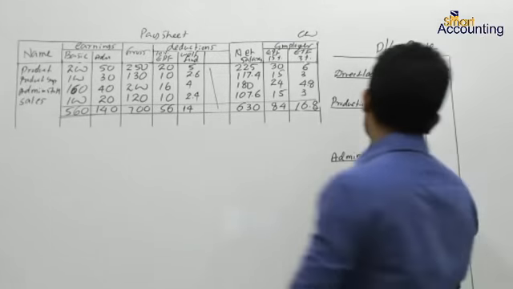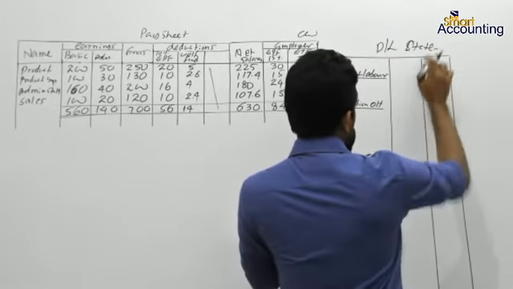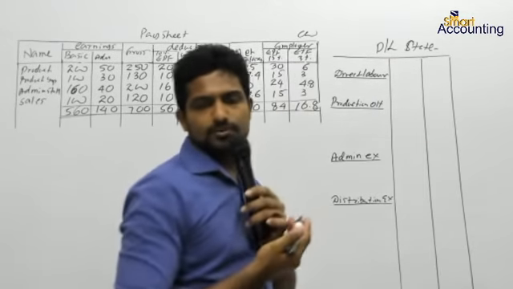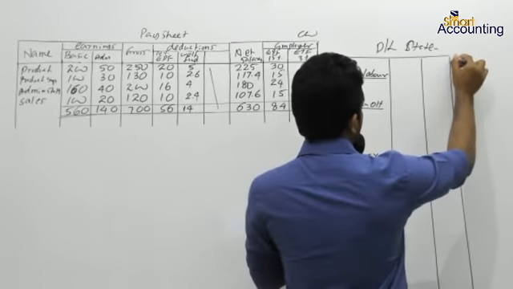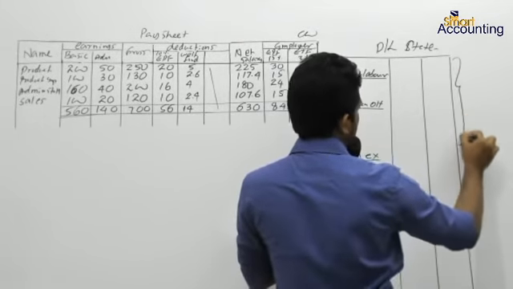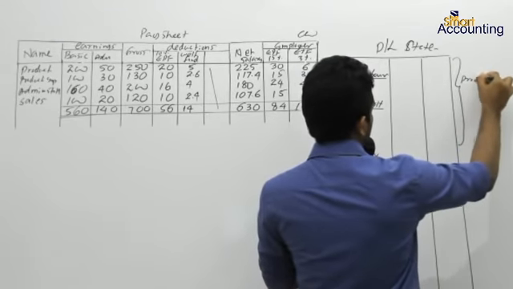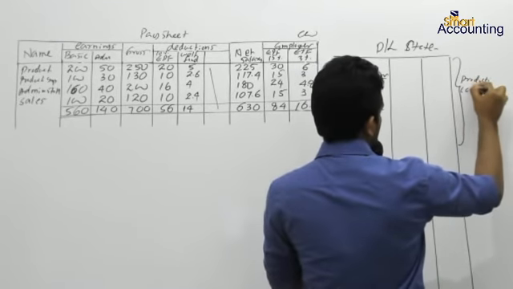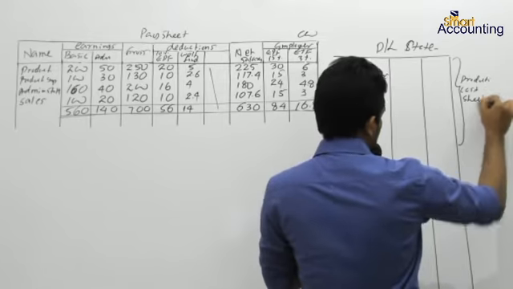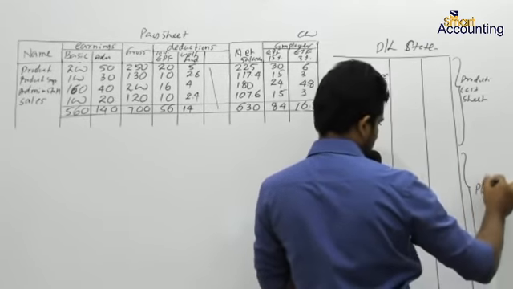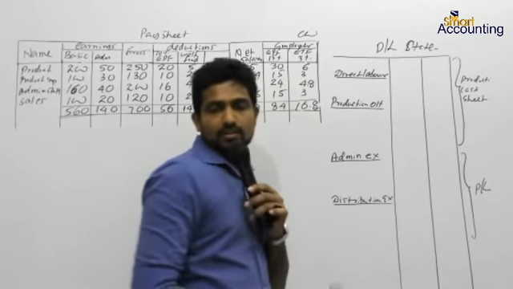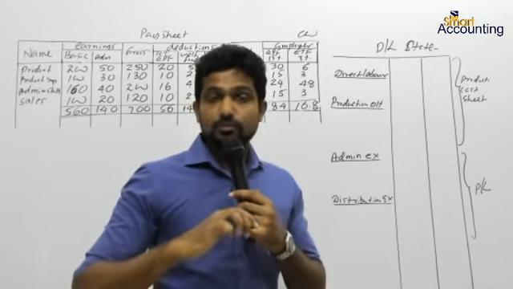Where I have drawn the lines are not good. Now, okay. So, this is the manufacturing account part, the production cost sheet. This is the profit and loss statement part. Do you agree with me?